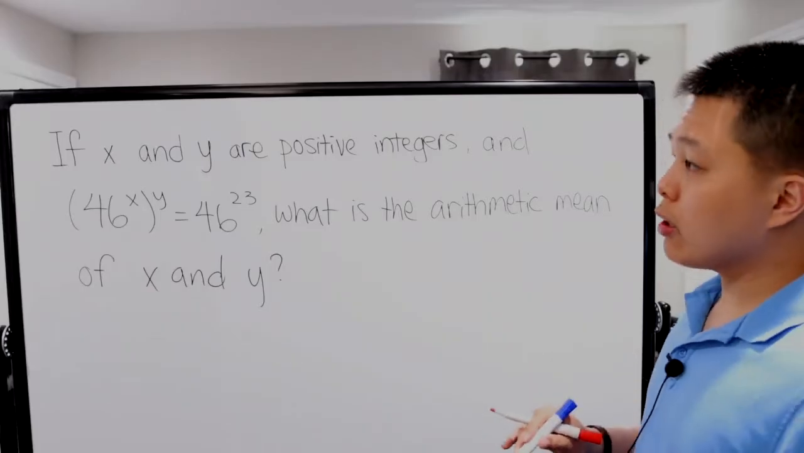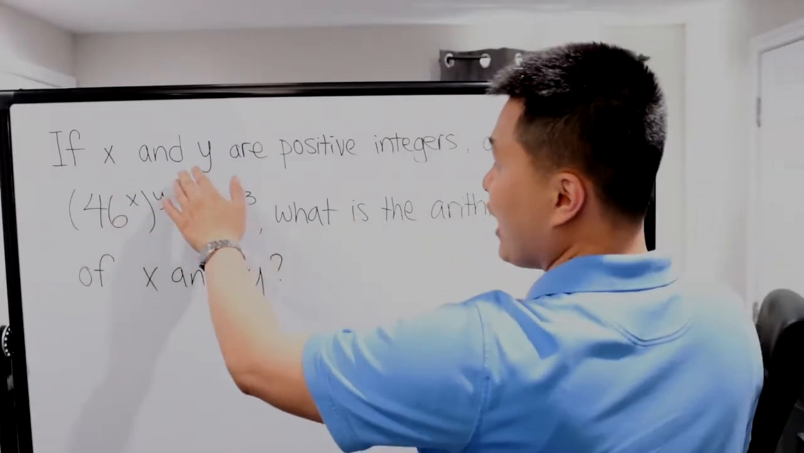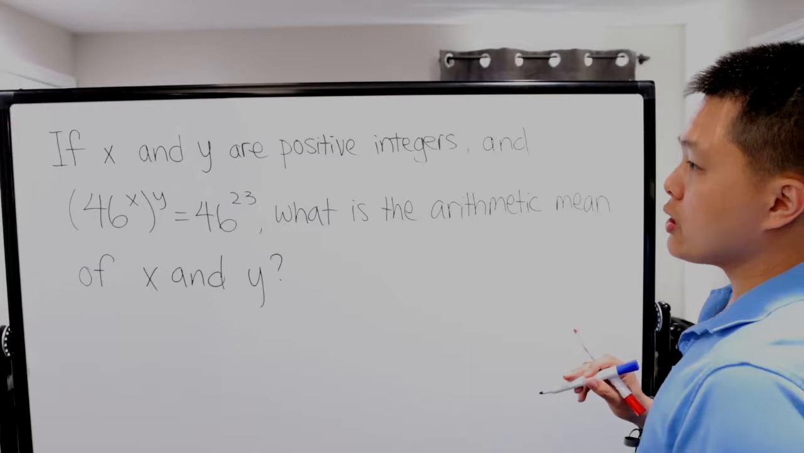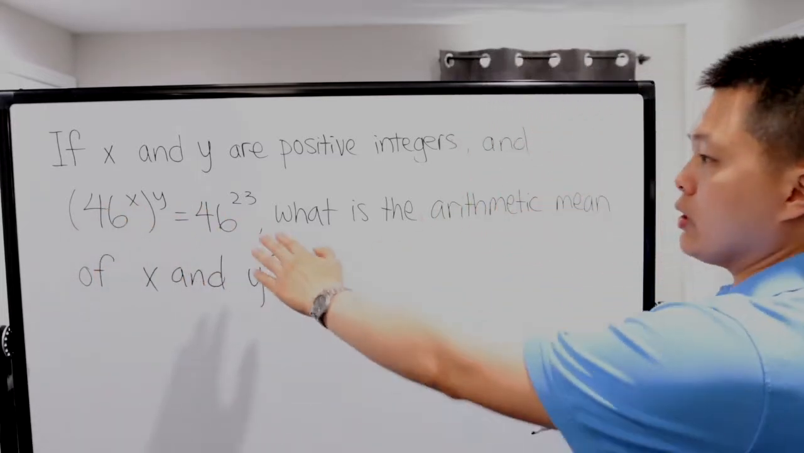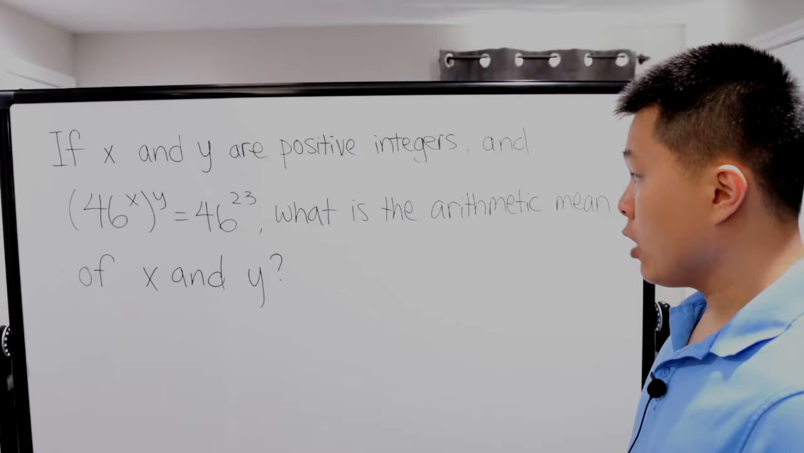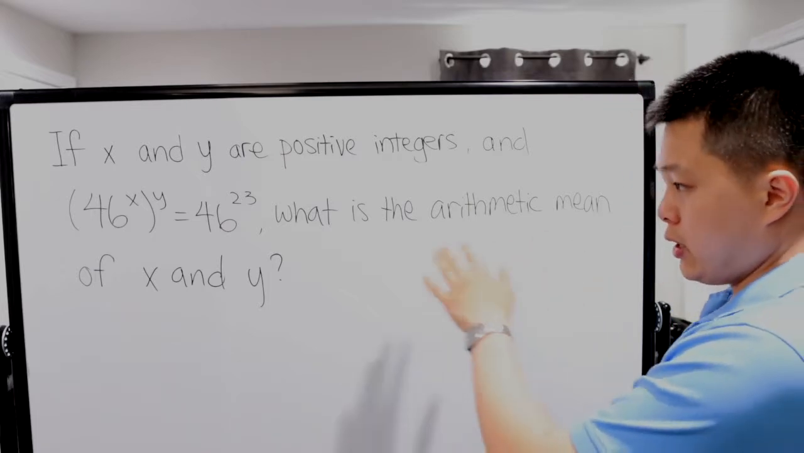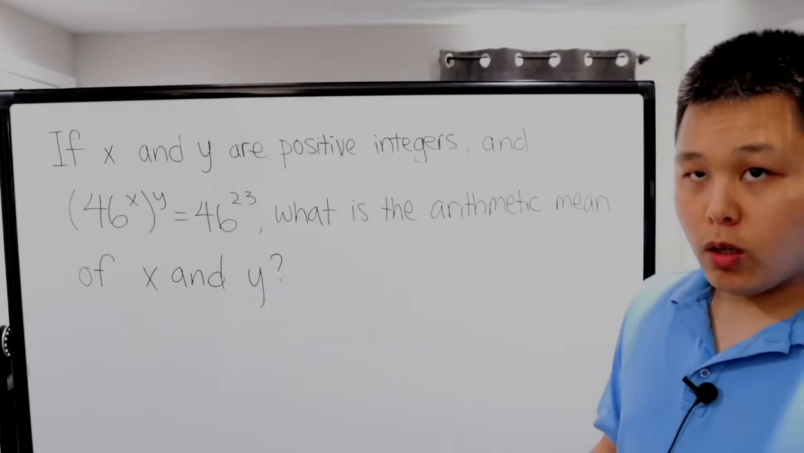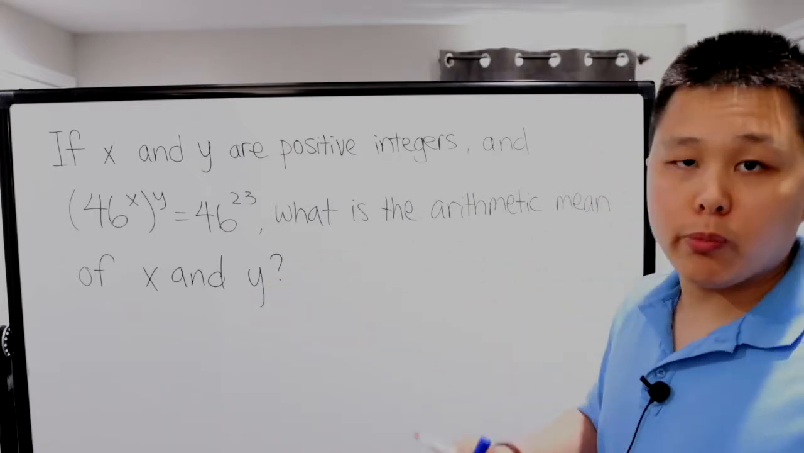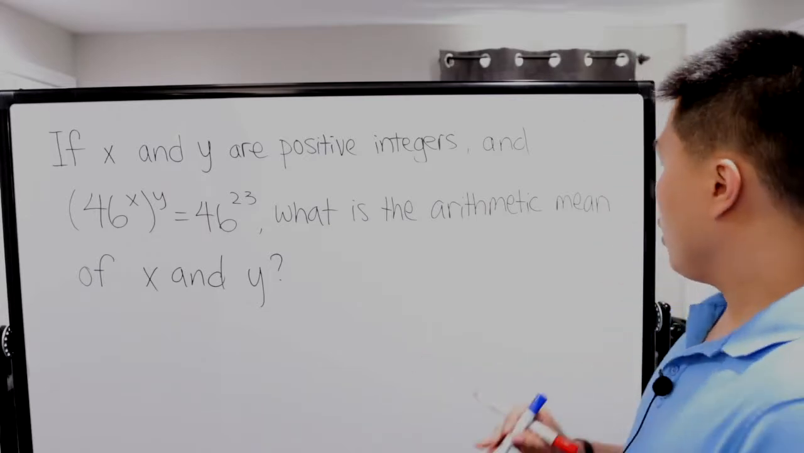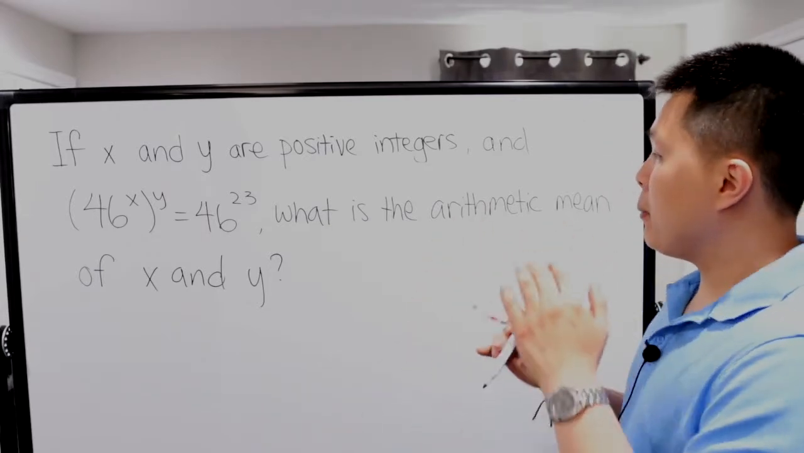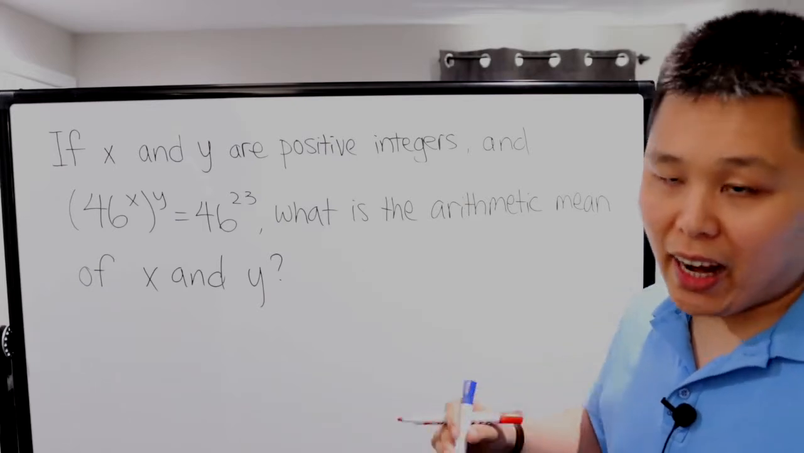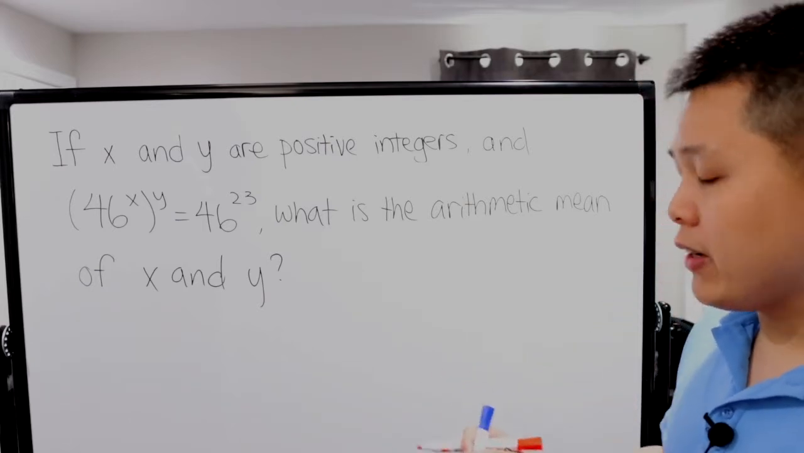So for today we're going to go over this problem. If x and y are positive integers and 46 to the x power all to the y power equals 46 to the 23rd power, what is the arithmetic mean of x and y? Well, first and foremost, when we look at any problem, we have to figure out what it is asking. We're talking about arithmetic mean. That's the big vocabulary, but basically arithmetic mean is averages. So we're trying to find the average of x and y.